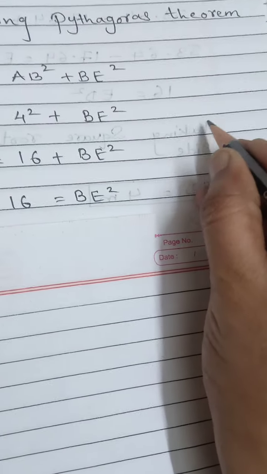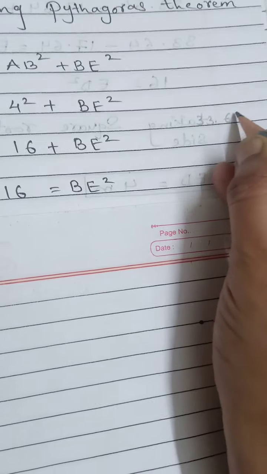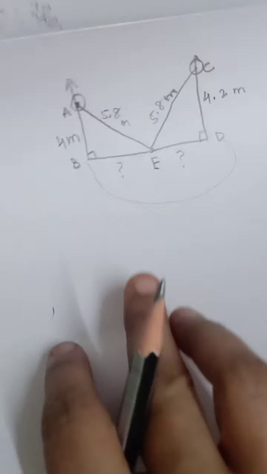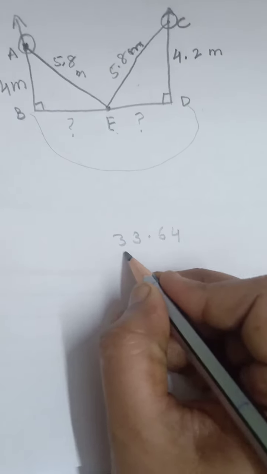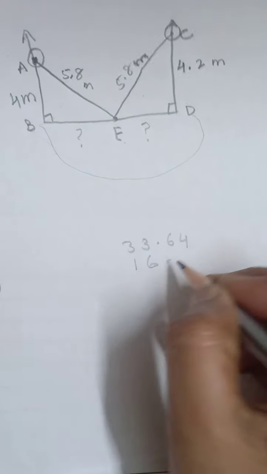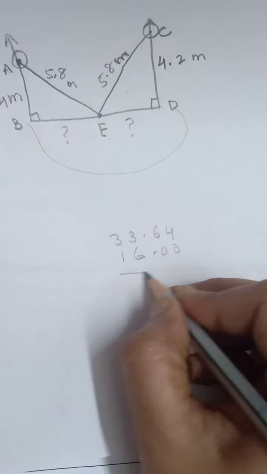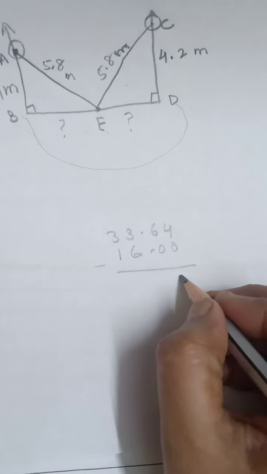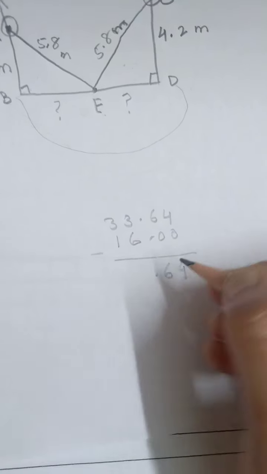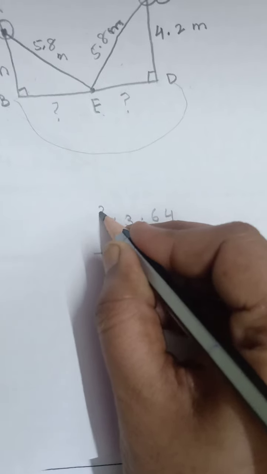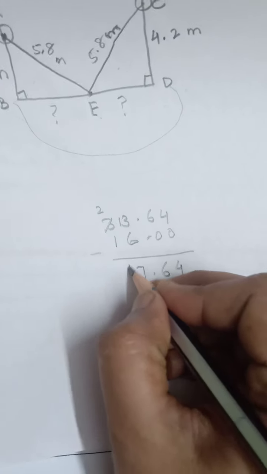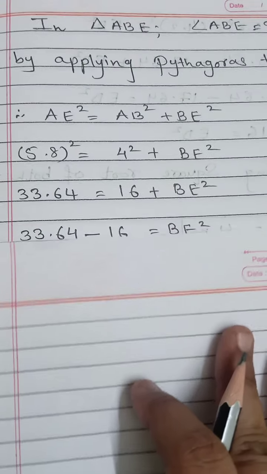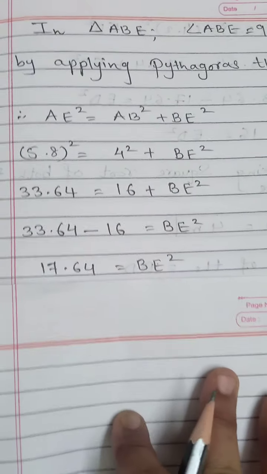See here, 33.64 and 16. So 16 will come here. No decimal point, so we will write 0 here. Then it will be minus. So 4 minus 0, 4. 6 minus 0, 6. 3 minus 6 we can't do, so I will borrow and this will be 13. 13 minus 6, 7. 2 minus 1, 1. So we have got 17.64. After doing the subtraction, we have got 17.64.